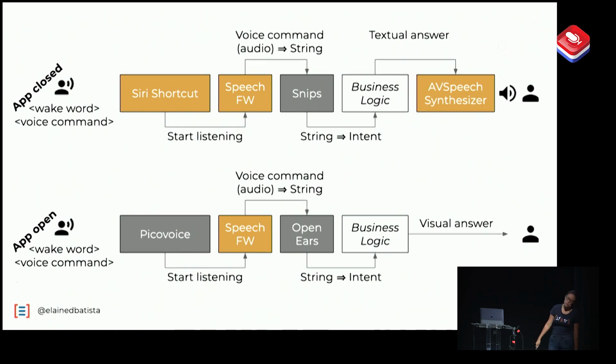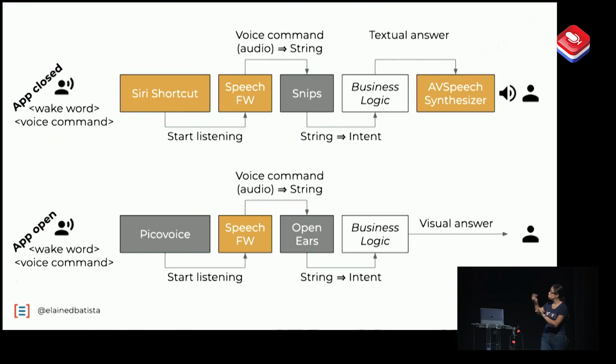And on the bottom example, we're using Pico Voice, a third-party solution, to do the wake word detection, the Speech framework for the speech recognition, and Open Ears for the machine learning part. And then you can see that I am not doing the text-to-speech part. Maybe you can imagine some use cases where it's better for the user to only have a visual answer.